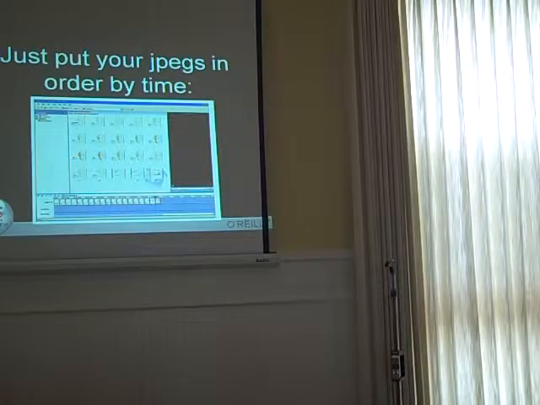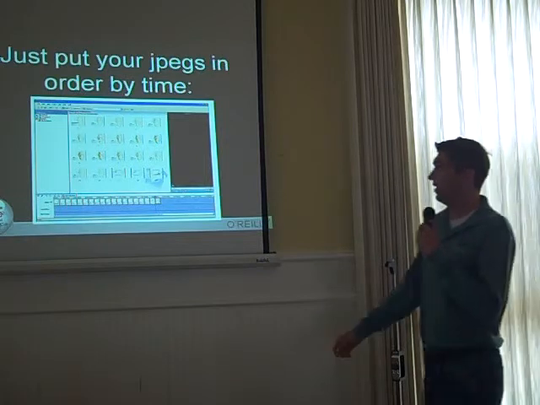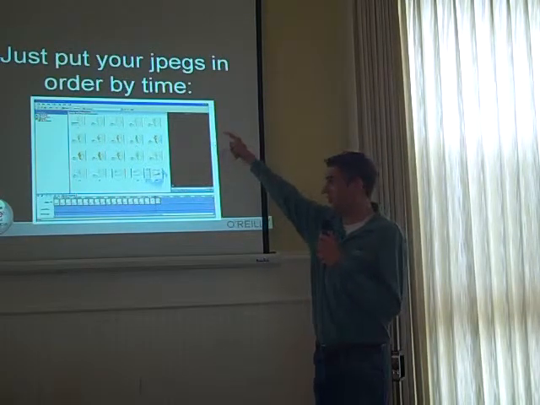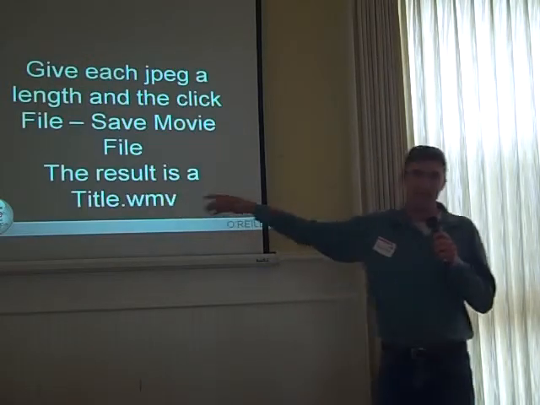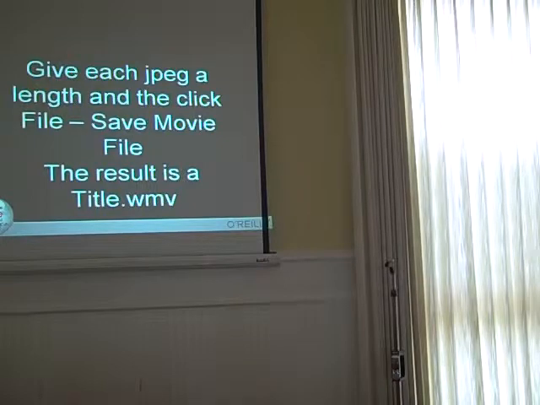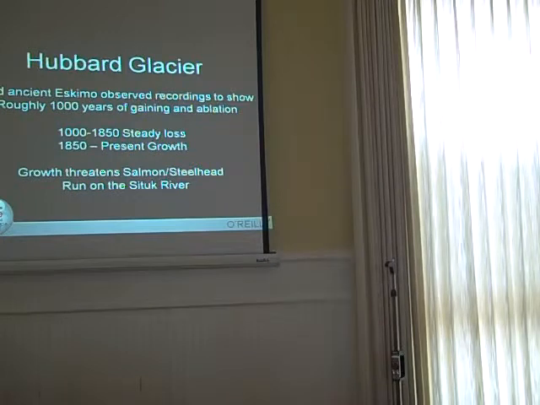But what you do, I like to use a bookmark in ArcMap. I export my JPEGs and I give them a sequential order. That way in Windows Movie Maker they drop in order. You just drop them down to the storyboard. Give each JPEG a time segment. I think anywhere in between a half second and a second is good. You do File, Save Movie, and you get a Windows Movie video that's small in file size, and you can email it to anybody.